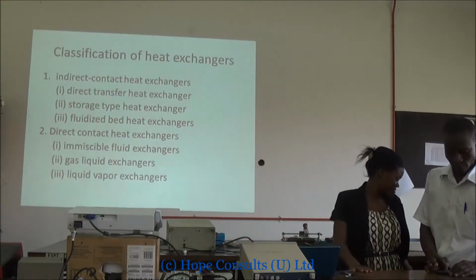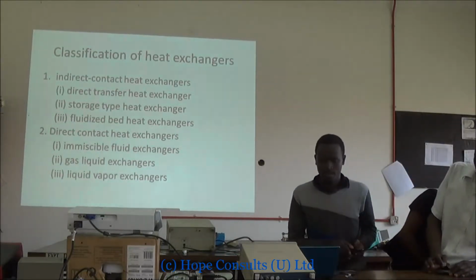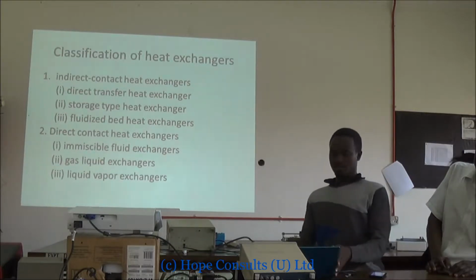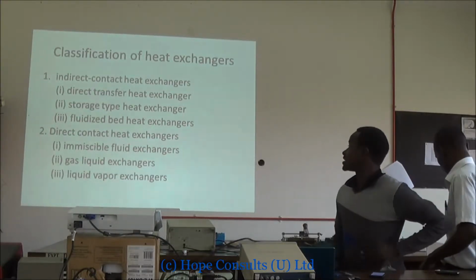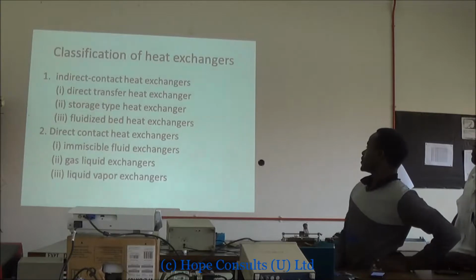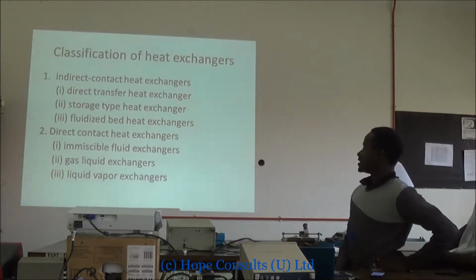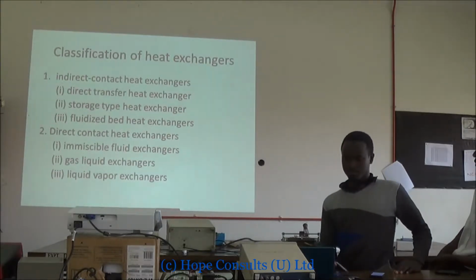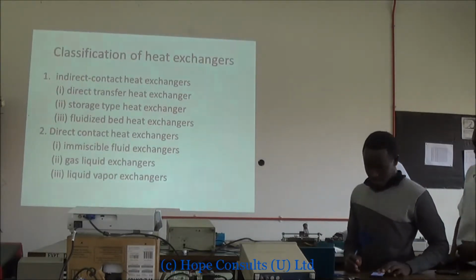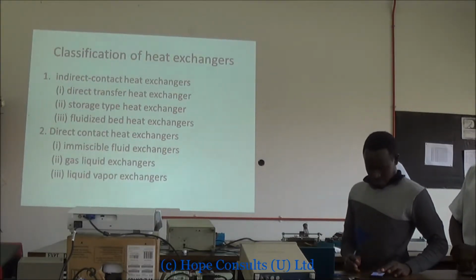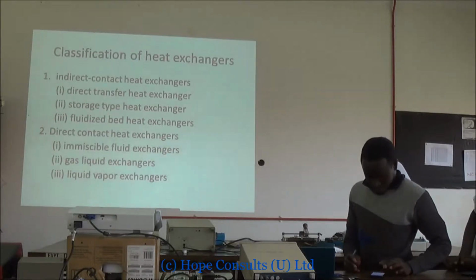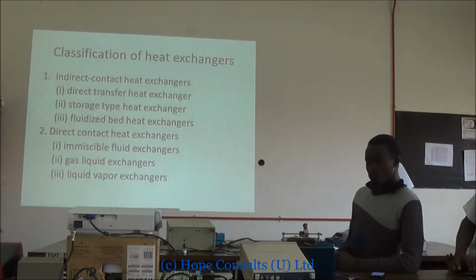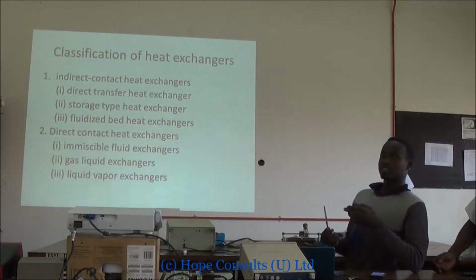Can you talk about classification? Number one, the heat exchangers are classified into two parts. We have the indirect contact and direct contact. In the indirect contact, we have direct transfer heat exchangers, whereby the heat is exchanged between two fluids moving in different directions.